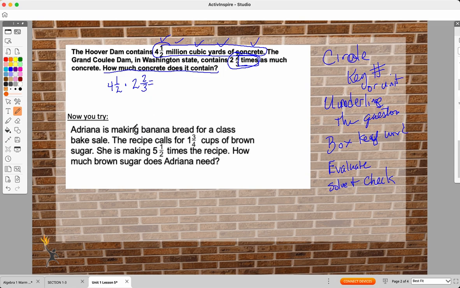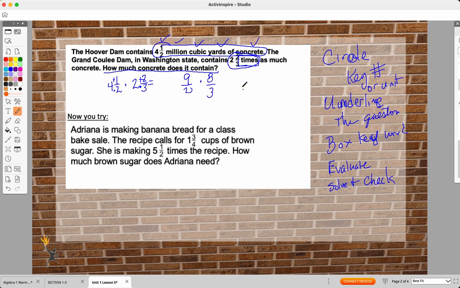One of the things we talked about is that you can multiply these a longer way, but it's much faster to switch them to improper fractions. To do that, you multiply the denominator and the whole number, and then add the numerator. So this would be 4 times 2 is 8, plus 1 is 9/2. We come over here and do the same thing. 2 times 3 is 6, plus 2 is 8. So we multiply times 8/3.